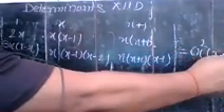6x square into 1 minus x square. You have to prove that result. Okay, note it.